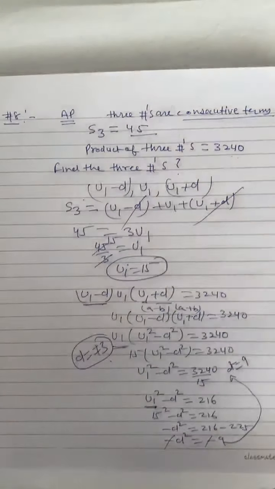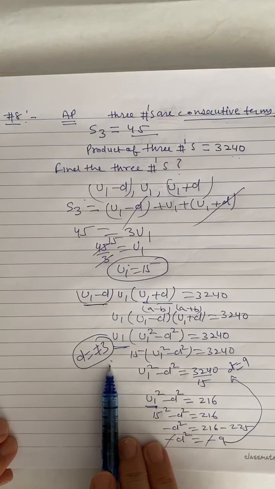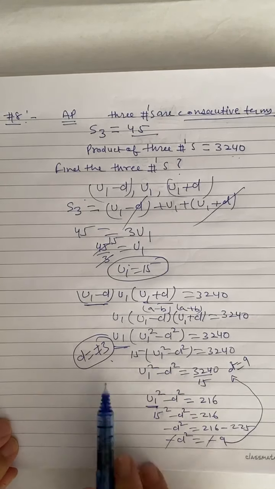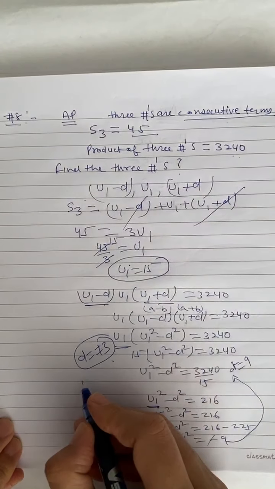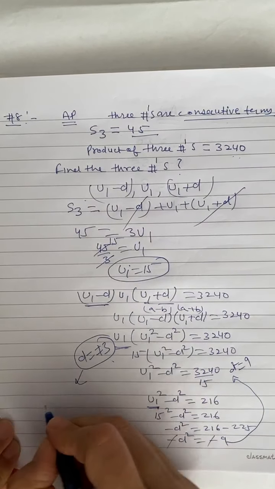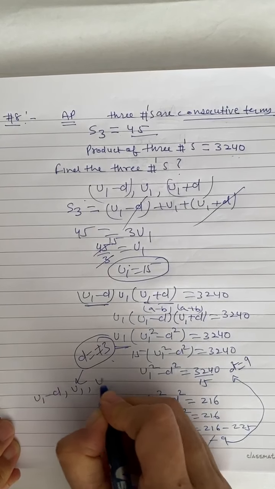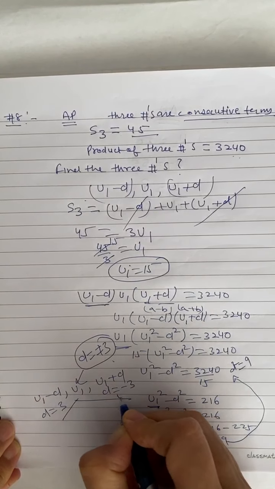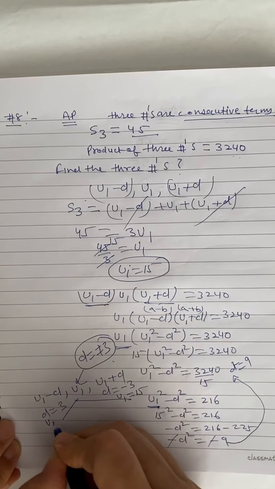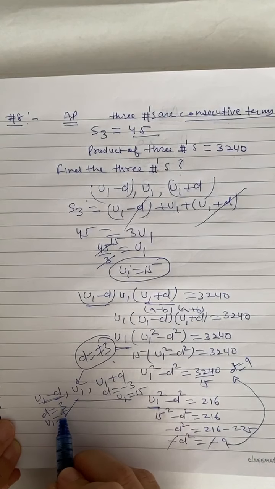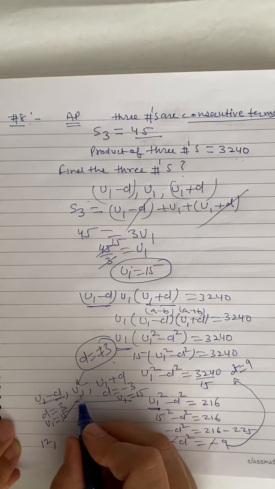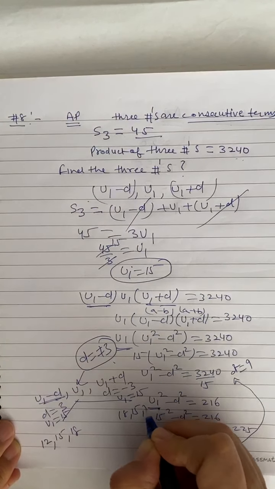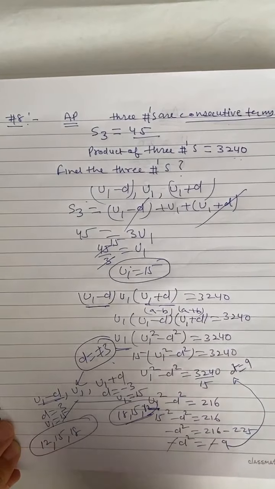In the same question, once you have all the information, they might ask you to give all the terms. Find the three numbers. So your three numbers will be u1 minus d, u1, u1 plus d, when d is 3 and when d is negative 3. Your u1 in this case is 15, here also 15. So if I use d is equal to 3, my three numbers are going to be 12, 15 and 18. And here it will become 18, 15 and 12. So that's your final answer here.